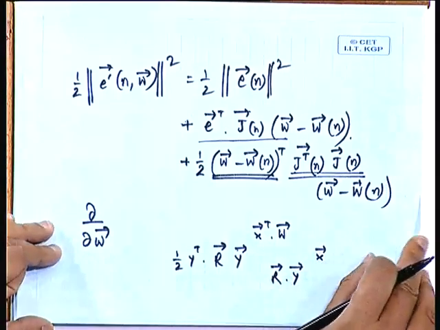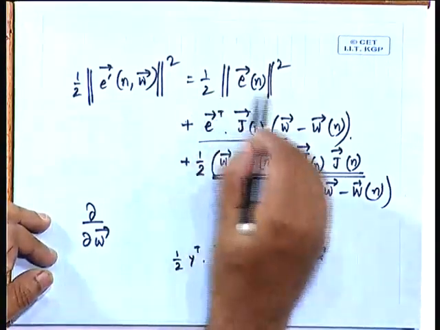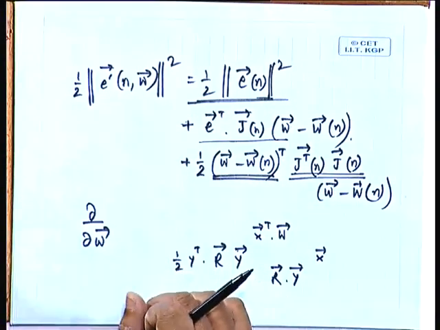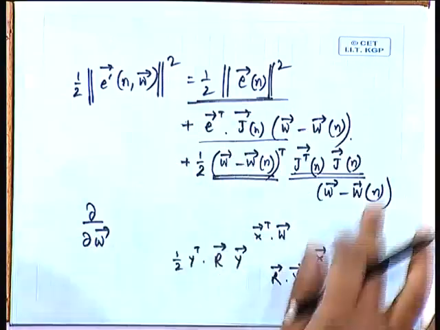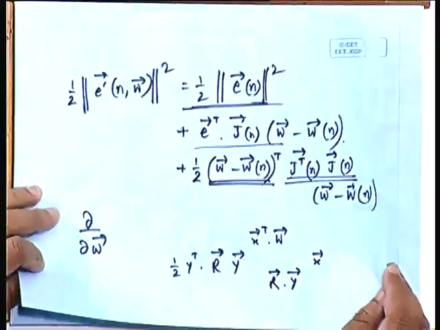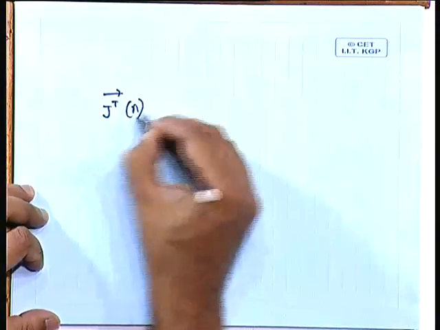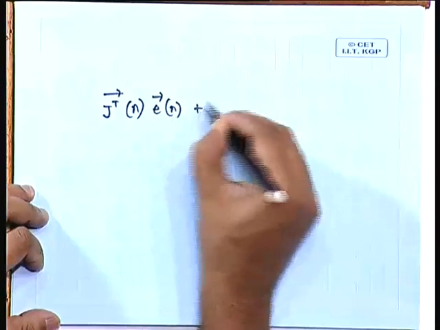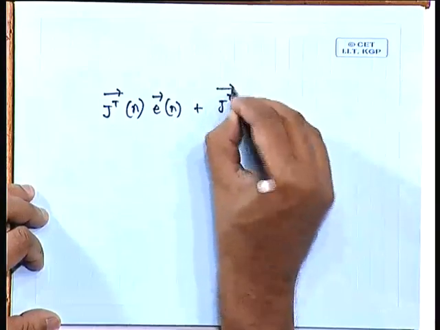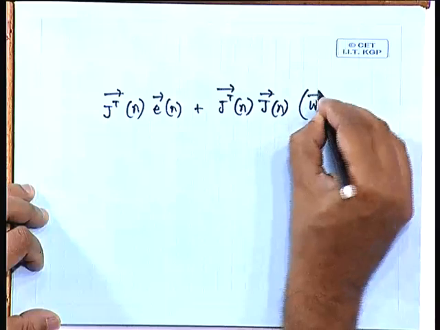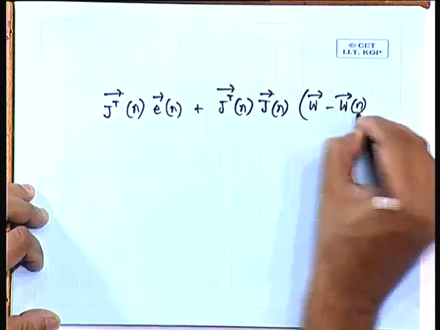So, that is what we are going to write, and then this will be equated simply to 0, because what we are doing is that we are going to minimize this expression. So, we are finding the derivative with respect to w and equating it to 0. This is what we are getting: J transpose n E n, plus J transpose n J n, W minus W n.